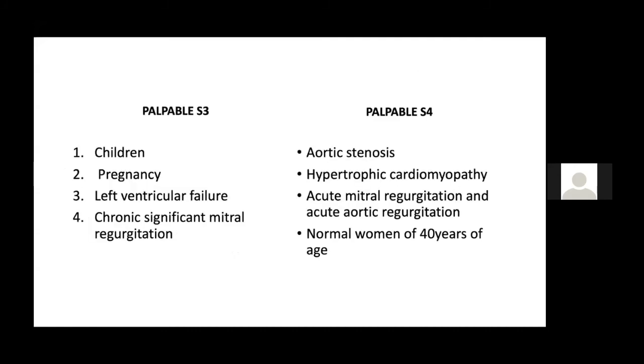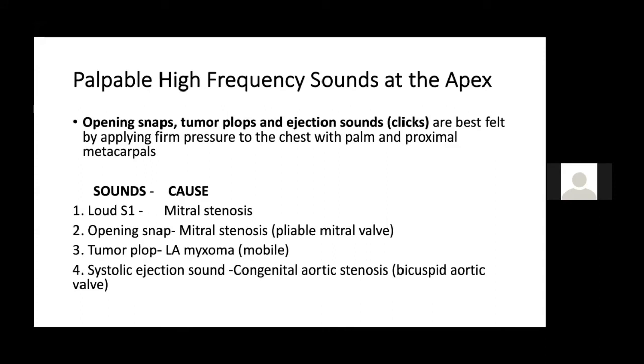So as I already told you, a palpable S3 most commonly suggests that it is a failing LV. Apart from that, even in patients with severe MR, we can get S3. However, in aortic regurgitation, if S3 is there, it means the LV dysfunction has set in. Again, a palpable S4 is seen in AS and hypertrophic cardiomyopathy. In acute MR and acute AR, you may get it because the LV compliance is not good. So these are the conditions of a palpable S4.